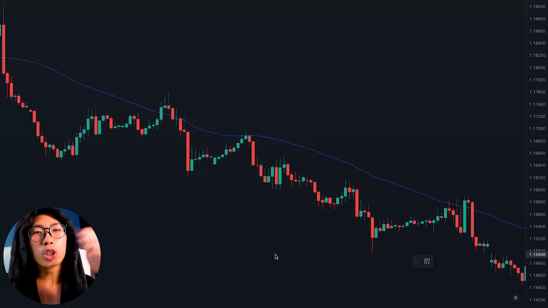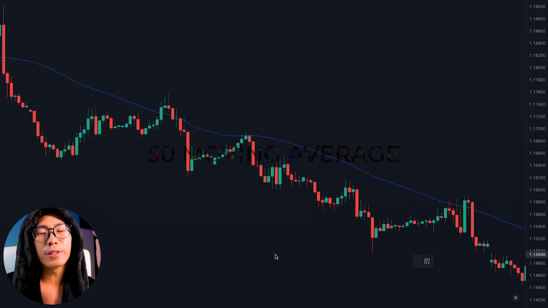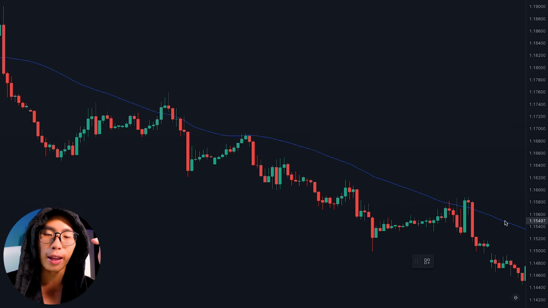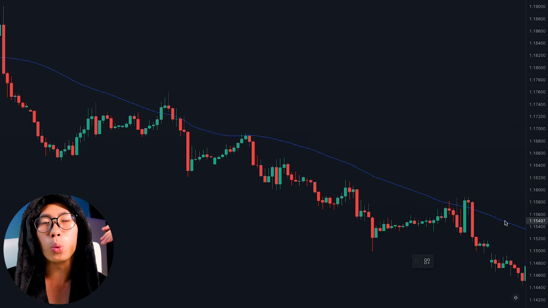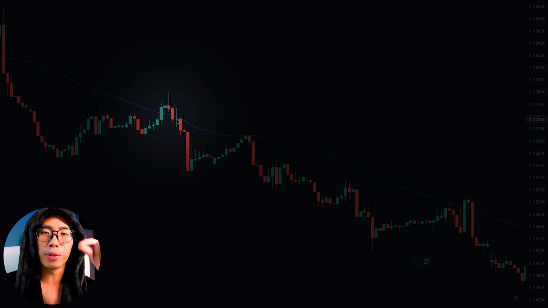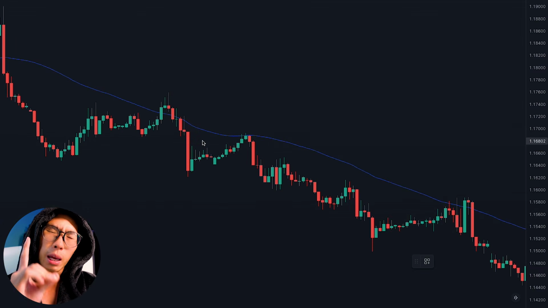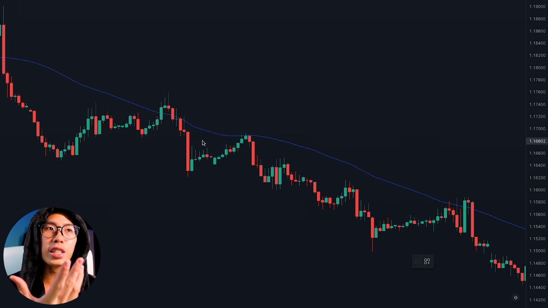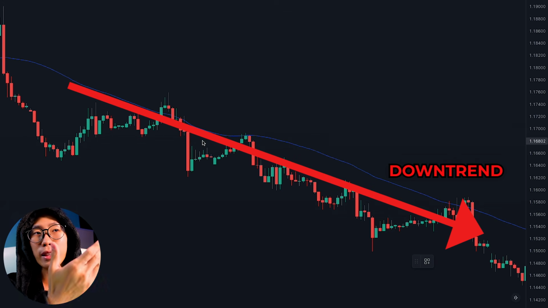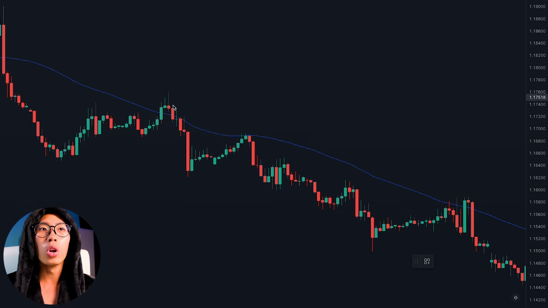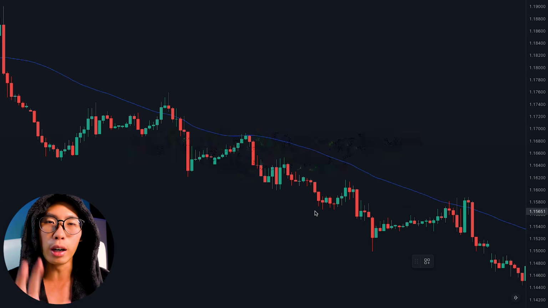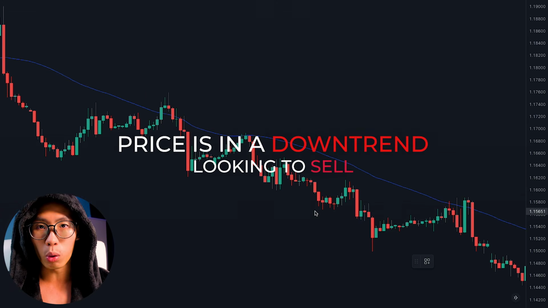In this strategy, we'll be using the 50 moving average. As you can see, it is this beautiful blue line right here. That is your 50 moving average, and we want to see price pulling back to this 50 moving average before we enter for the trade. So the first step is to identify a trend that respects the 50 moving average, and in this scenario we can see that price is in a downtrend because price is creating lower highs and lower lows, lower highs and lower lows.